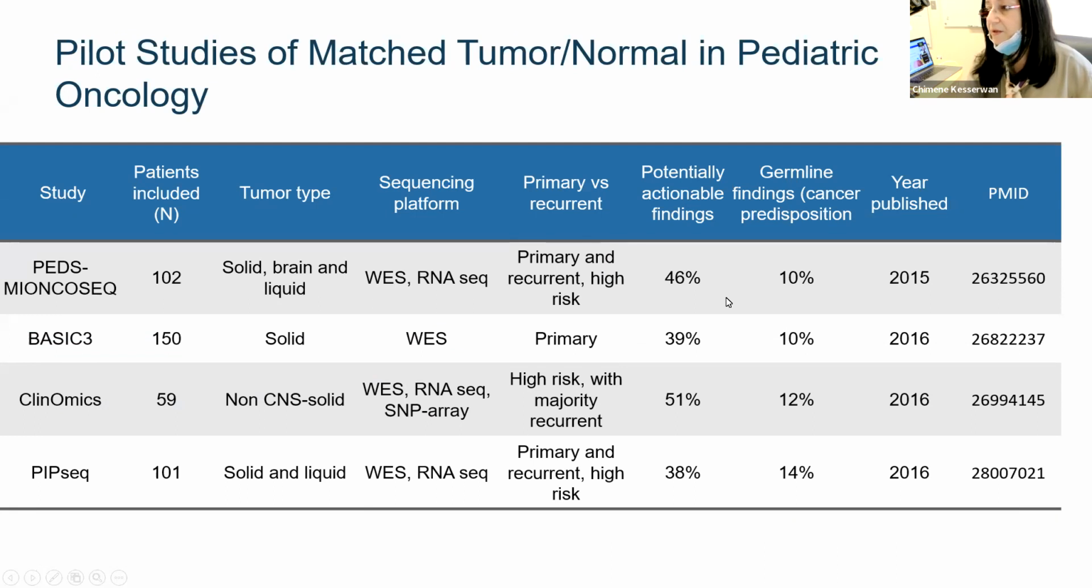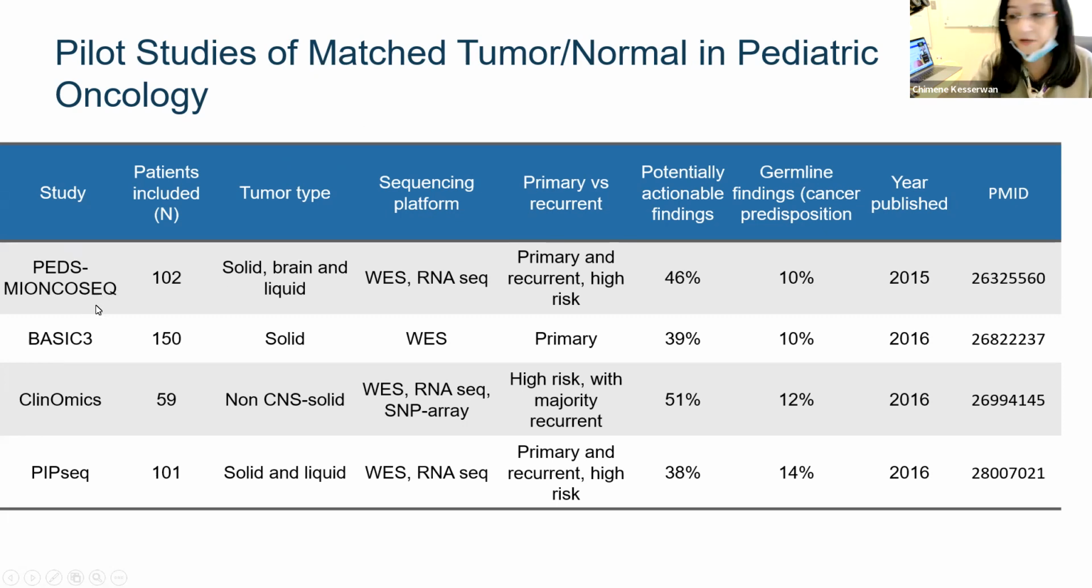So as we mentioned, the PCGP, TCGA and other large data expedited our understanding of cancer genetics and genomics in pediatrics and in adults. And here is a list of the first pilot studies of matched tumor normal in pediatric oncology. This list is from the US, but as well we had so many other studies performed across Europe and in Australia.